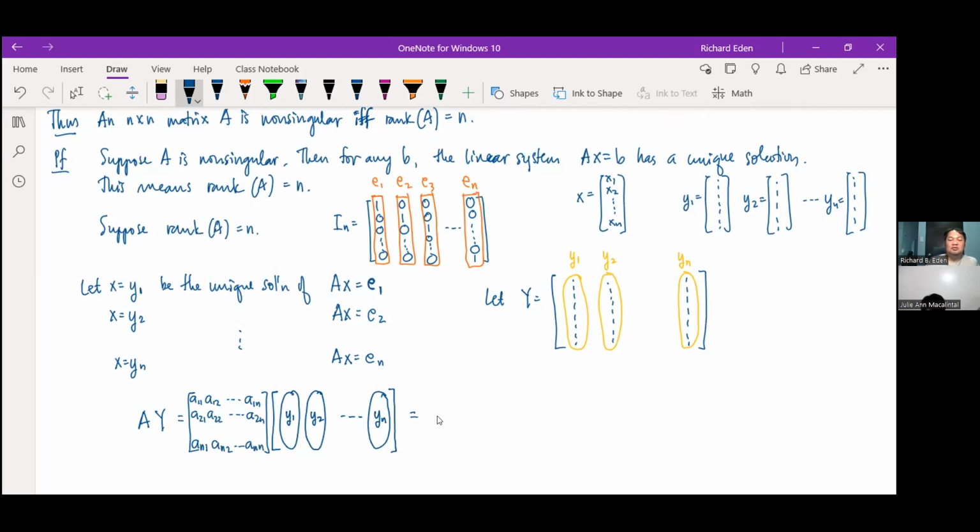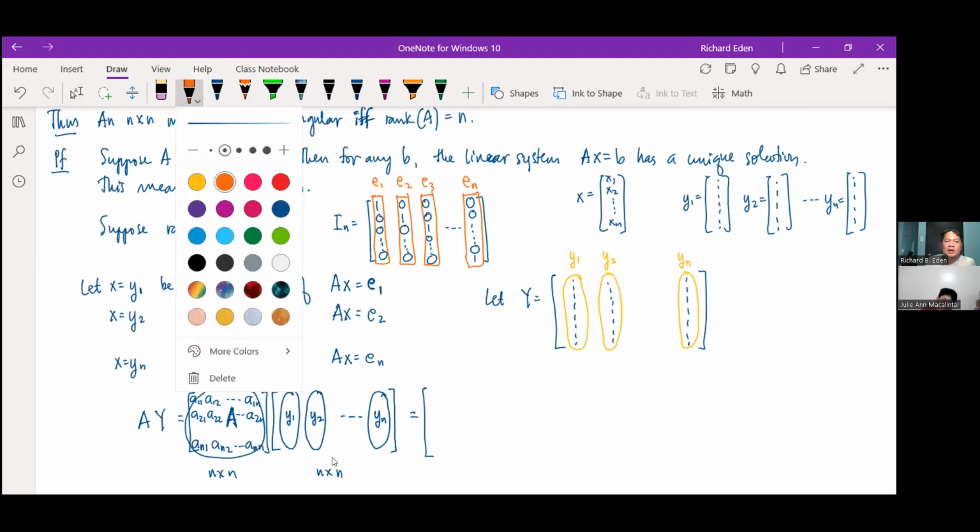So tingnan natin, ano nung lalabas na product? Okay. You have an n by n matrix, n by n matrix. So the result is going to be an n by n matrix. Okay. Pero mangyayari dito, actually, itong buong na to, this is just A. Okay. Turns out maybe hindi ko na siya kailangan i-spell out. But nangyayari when you multiply A to y1, pero kasi remember that ano nung y1?